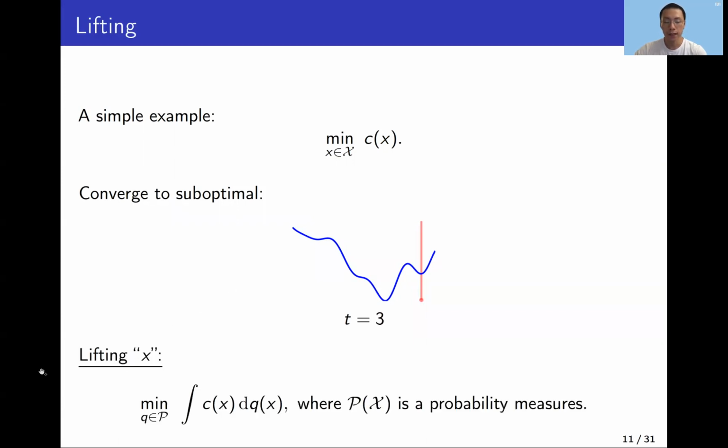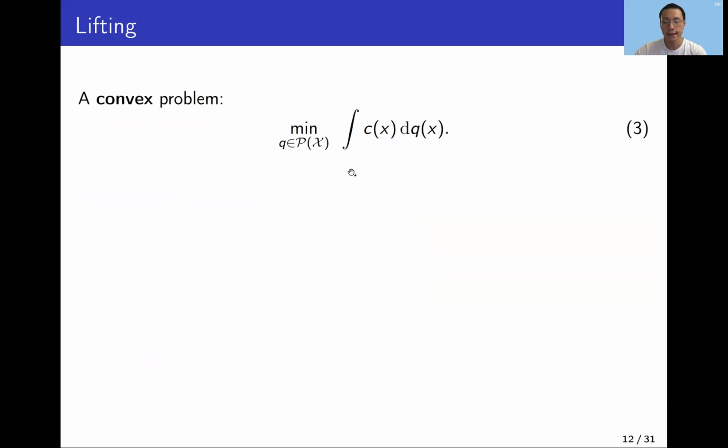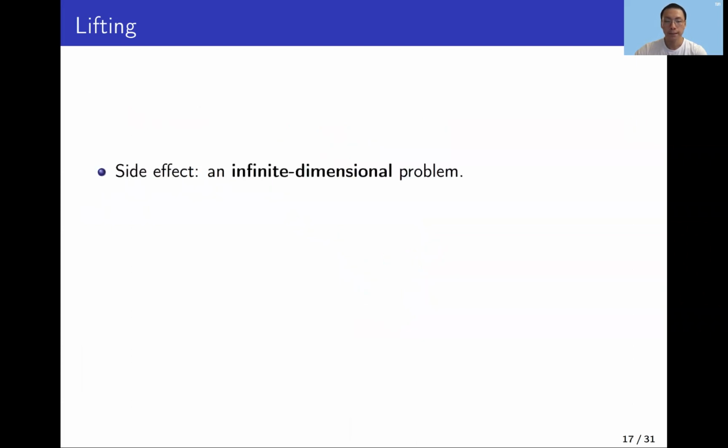The lifting idea here tries to lift a variable x, which means we try to find a probability distribution Q on the space X, which minimizes the integration here. The advantage here is that now we have a convex problem. In theory, the optimization strategy should converge to a distribution which is centered at the global optimum. But the side effect is that now we have an infinite dimensional problem.